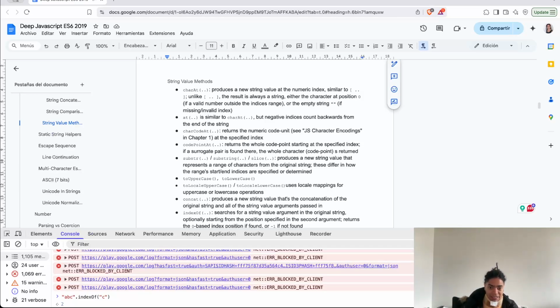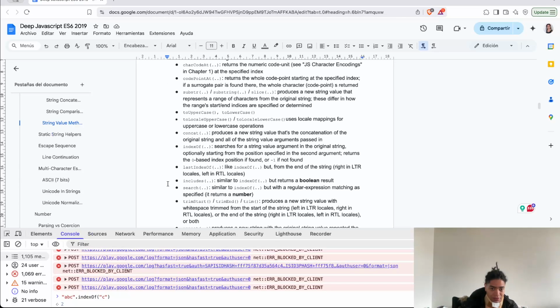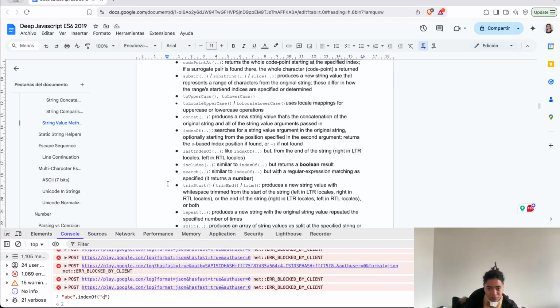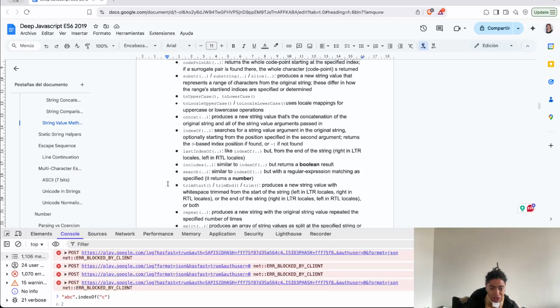The other is concatenation, indexOf, and lastIndexOf, which starts now from the end, which is useful for right-to-left or left-to-right content, which I think is quite awesome. The other is includes and search, which is similar to indexOf, but instead of giving you the index, includes is going to give you a boolean, right? Whereas search is going to give you a number, if that regular expression exists.